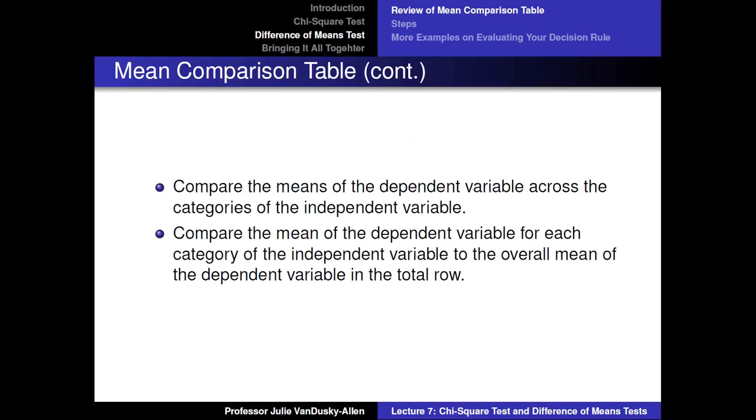In order to assess whether the independent variable had an effect on the dependent variable, you compare the means of the dependent variable across the categories of the independent variable. You also compare the mean of the dependent variable for each category of the independent variable to the overall mean of the dependent variable in the total row.